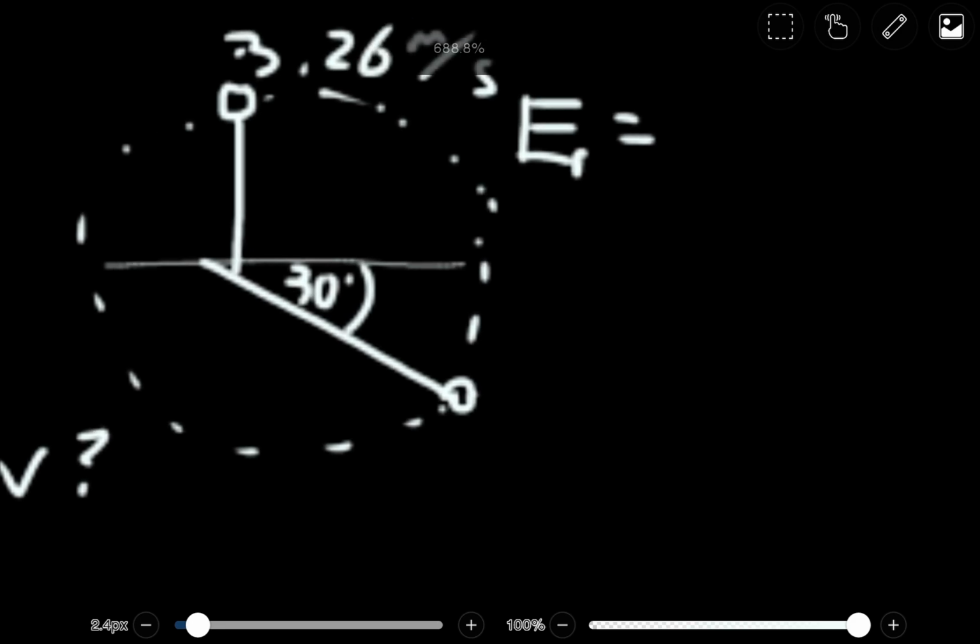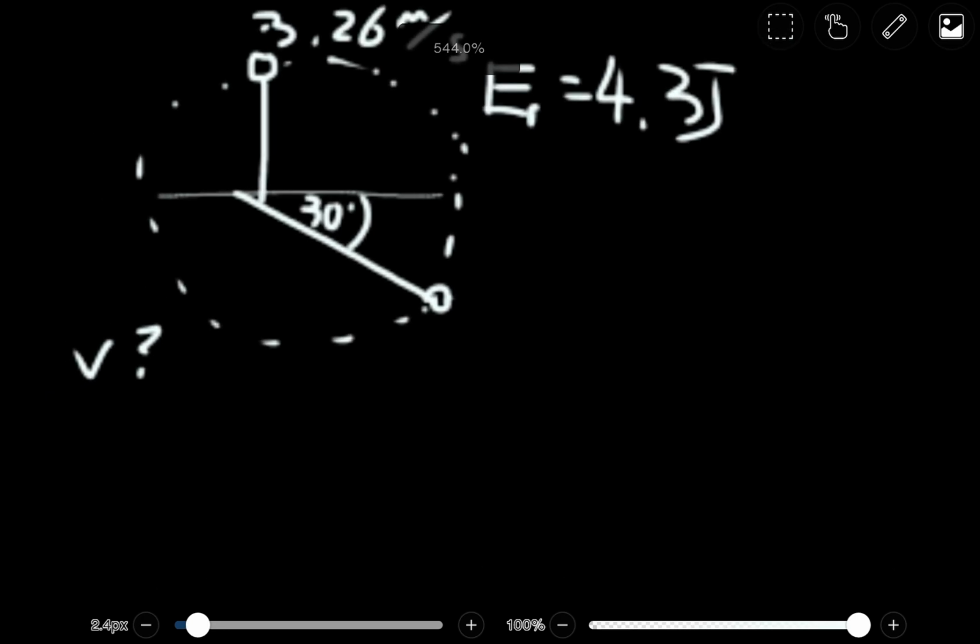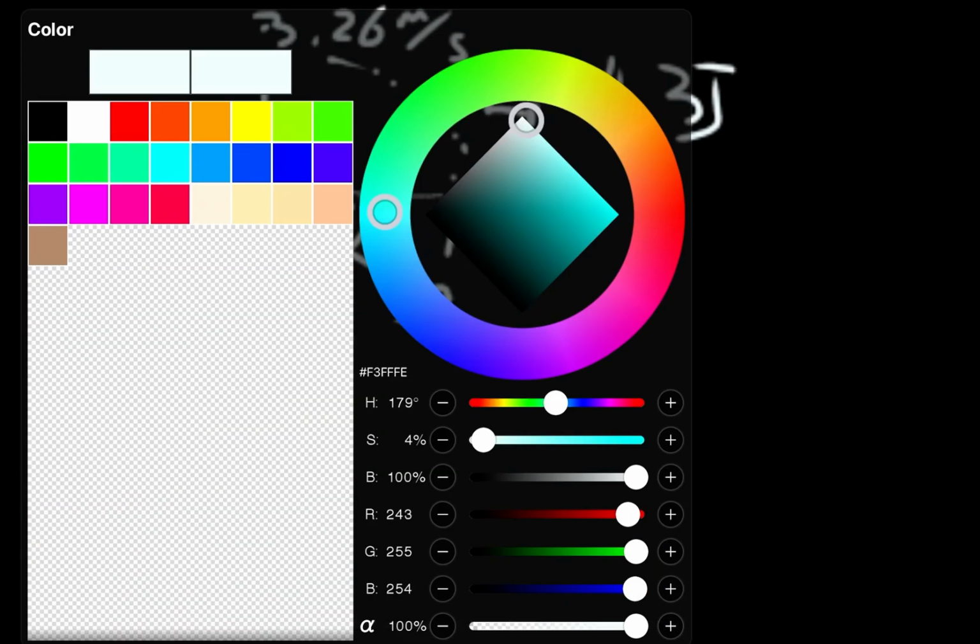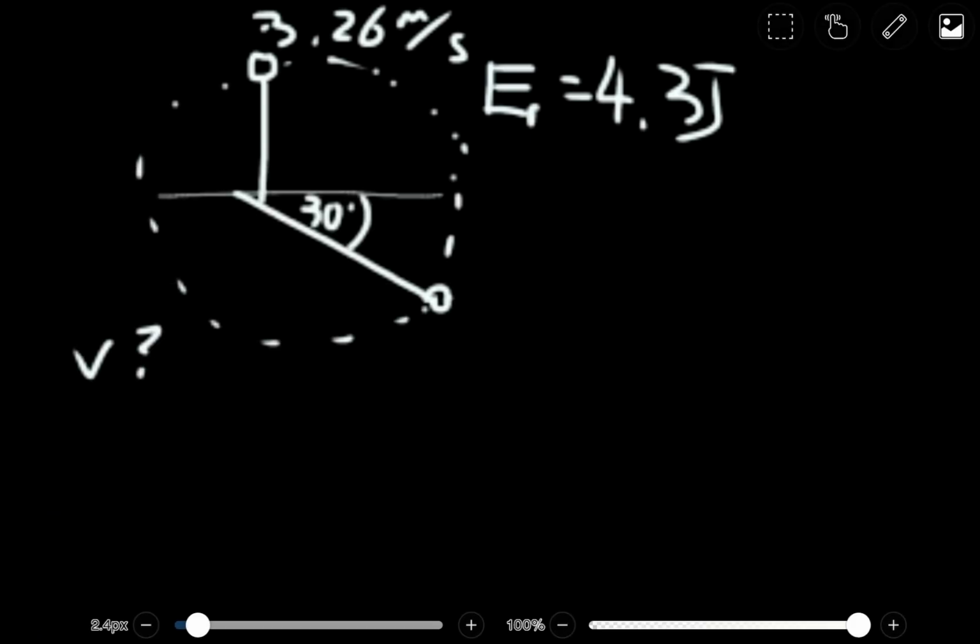Mechanical energy at the top is going to be 4.3 joules. So how do we find the speed of a ball 30 degrees below horizontal? There are two ways you can do that, because the question at hand is going to seem a little more complicated.